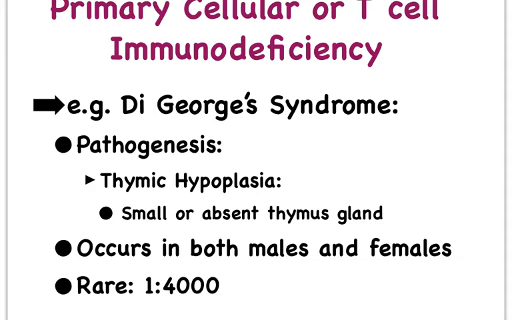And as you can imagine, if there is no well-formed thymus, how are the T cells going to develop properly? Again, this is going to be present in both males and females, and like all of the primary immune deficiency disorders, it is a very rare kind of condition.